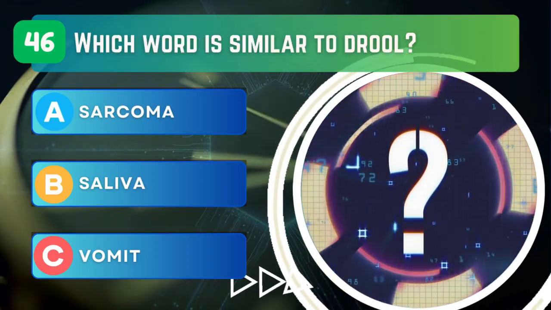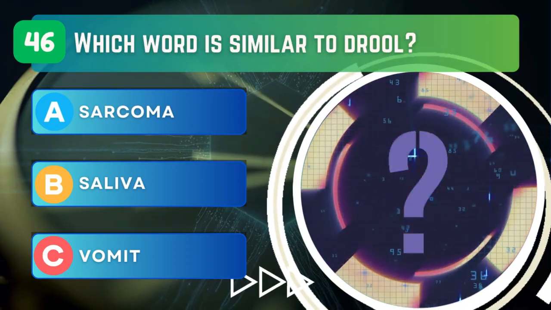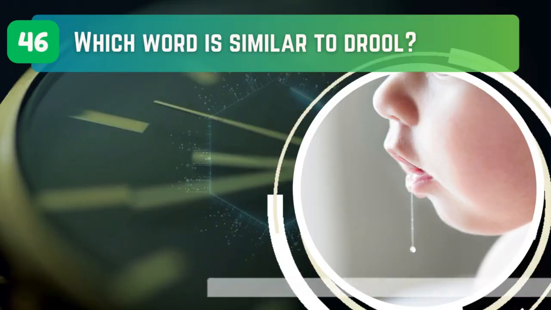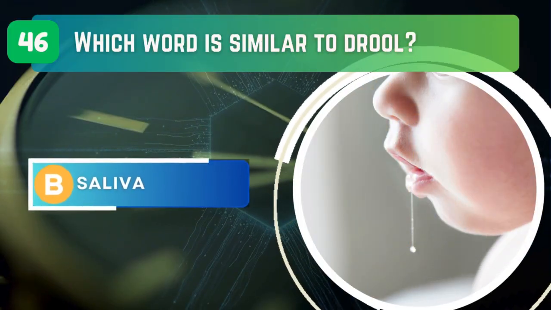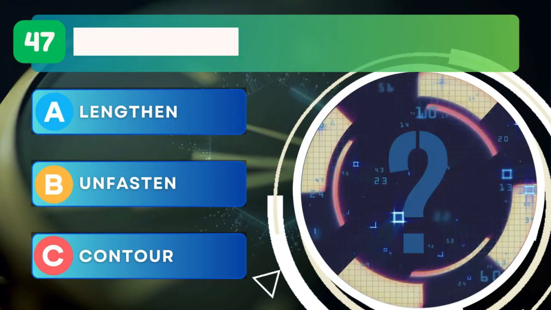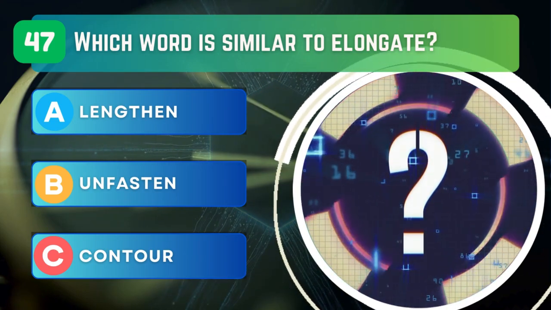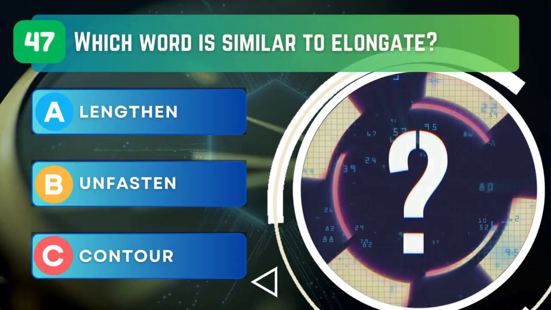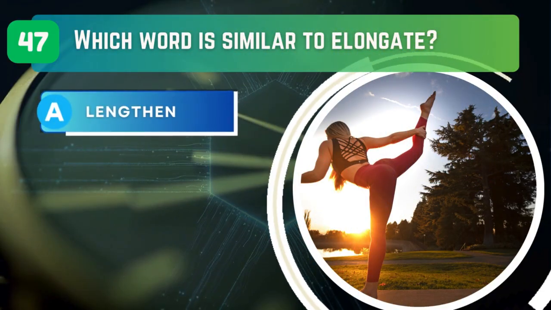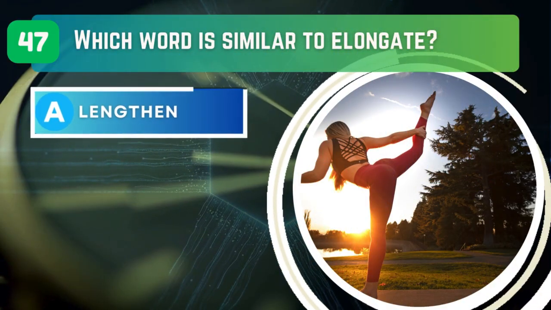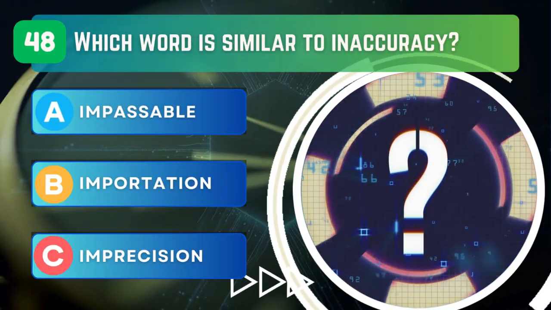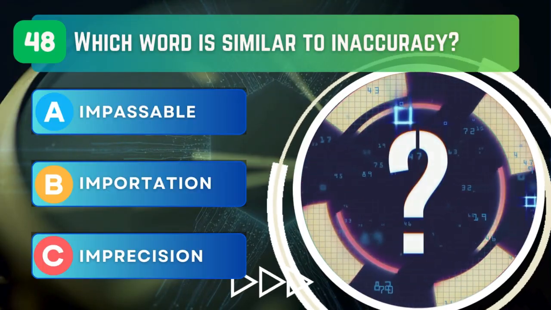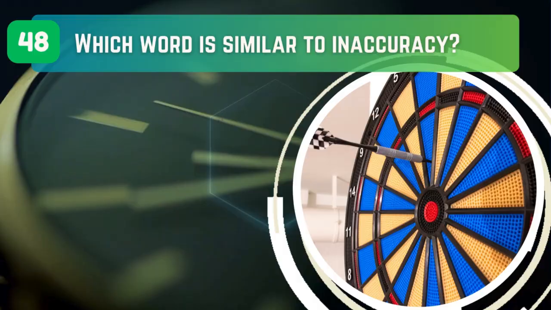Which word is similar to drool? Saliva. Which word is similar to elongate? Lengthen. Which word is similar to inaccuracy? Imprecision.